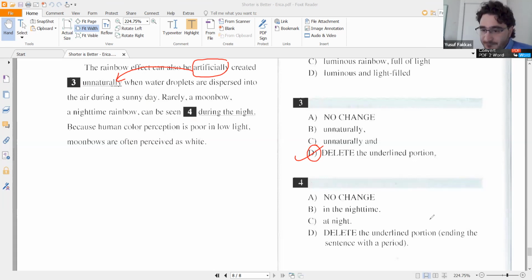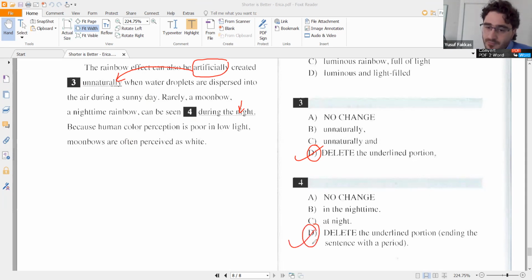And the last one, let's see, Sana. So we're saying that rarely a moonbow, a nighttime rainbow, can be seen during the night because human color perception is poor in low light. Moonbows are often perceived as white. If we look at the underlined part, during the night, what should we do with it? Keep it, change it, or delete it? Why?